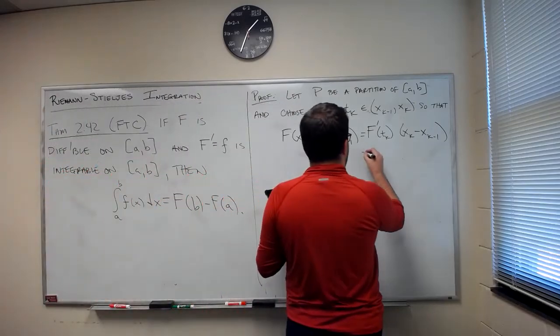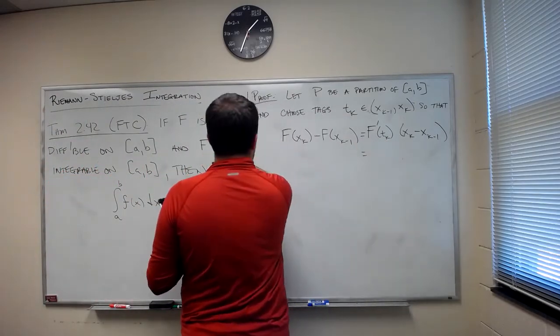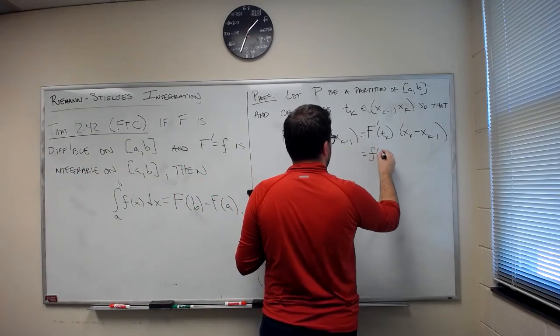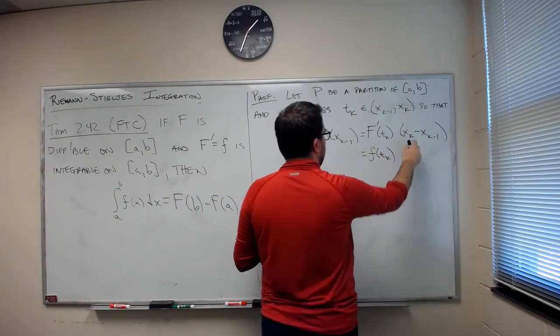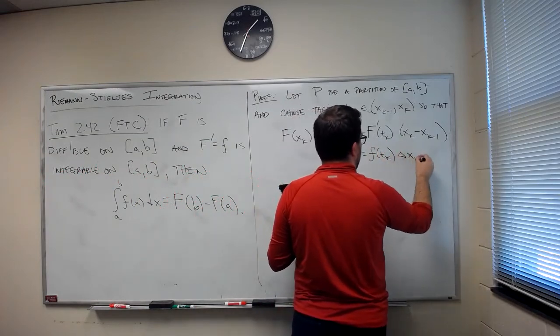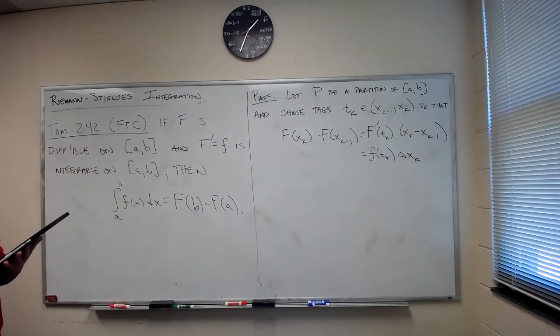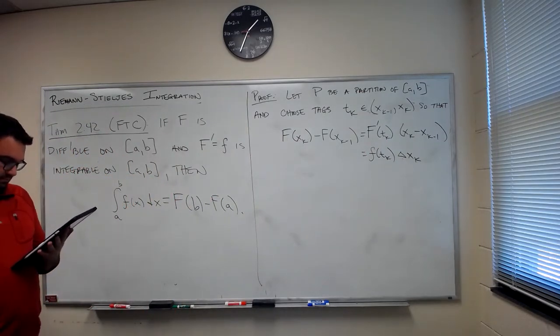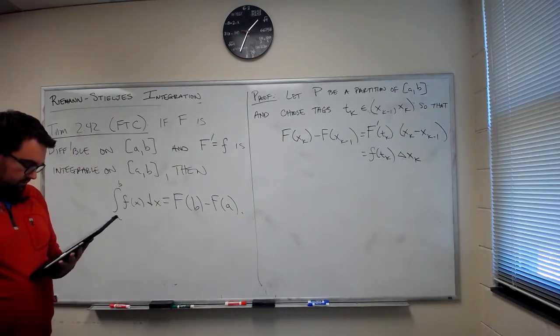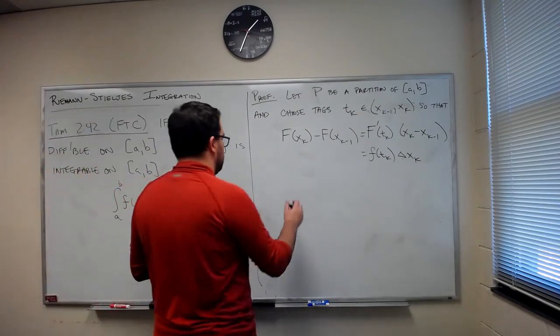But notice that capital F prime is just little f. And this thing here is just delta x_k. Okay, so that's going to be very helpful for us momentarily.